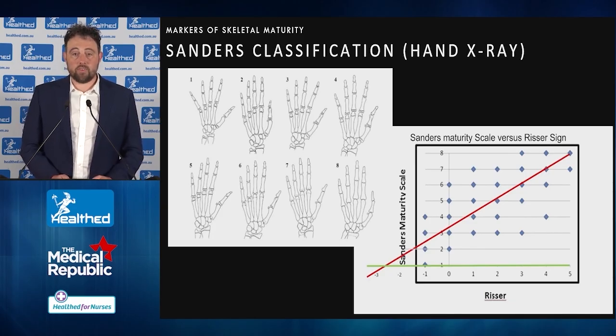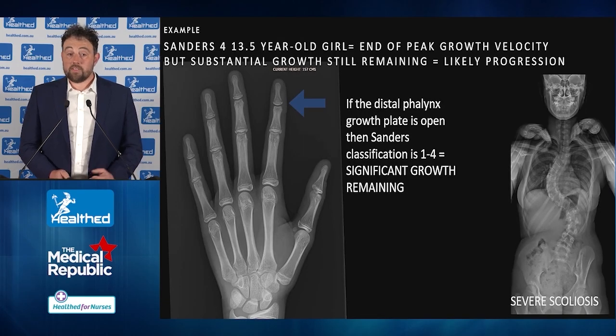And you can see here the Sanders maturity scale versus the Risser sign. There is some correlation, but the Sanders maturity scale has more depth to it, and is perhaps a better marker in terms of making difficult decisions about growth remaining and likelihood of curve progression. So this is an example case.